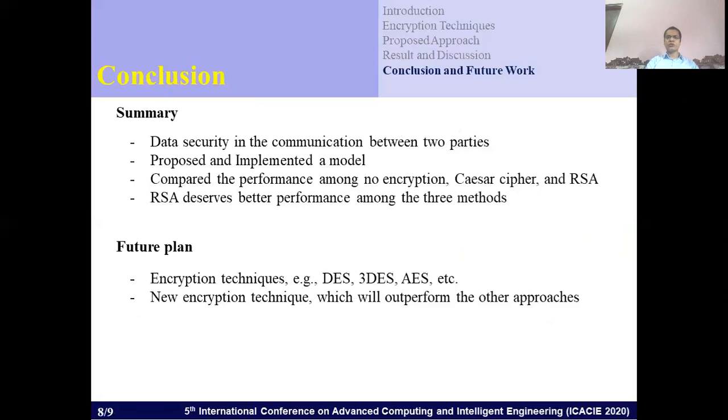Now, conclusion and future work. Actually, data security is very important in the communication between two parties. To ensure the data security, we have proposed and implemented a communication model. In the proposed model, we have compared the performance among no encryption, Caesar cipher, and RSA encryption techniques. And here we observe that RSA deserves the better performance among the three methods because it ensures lower bit error ratio.